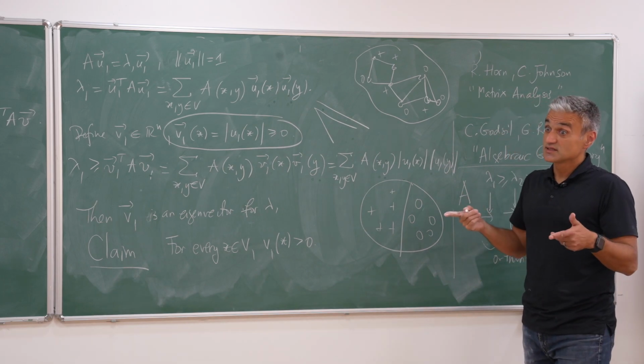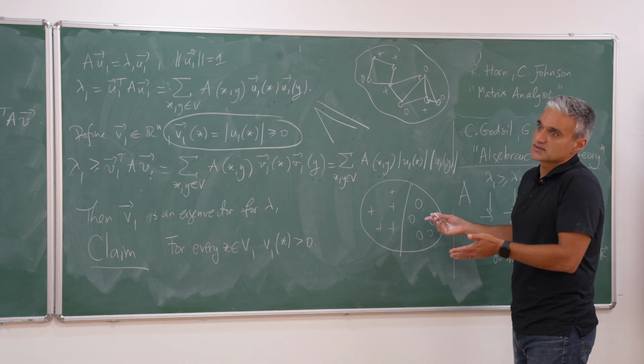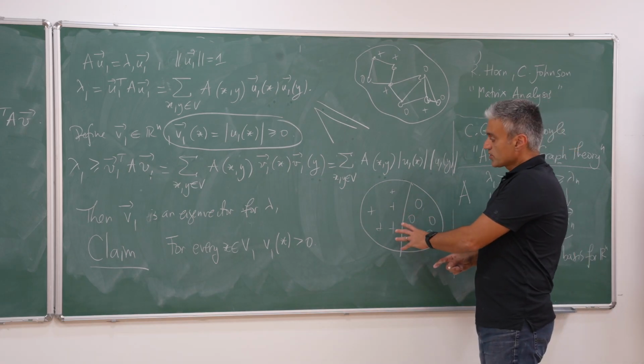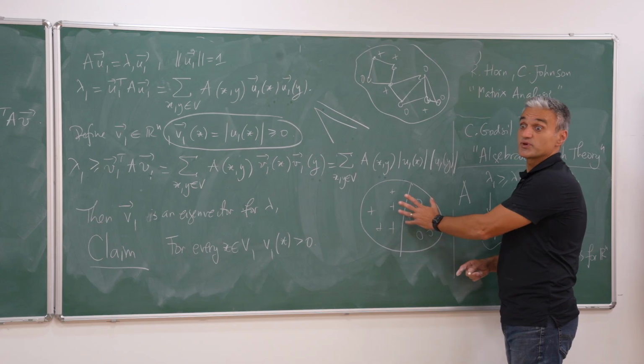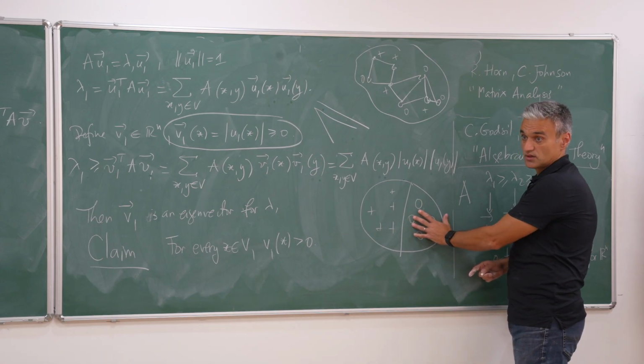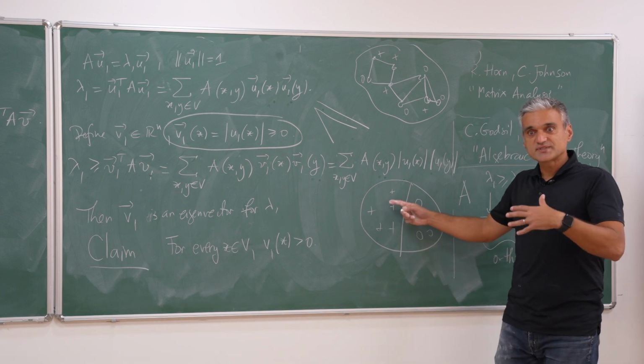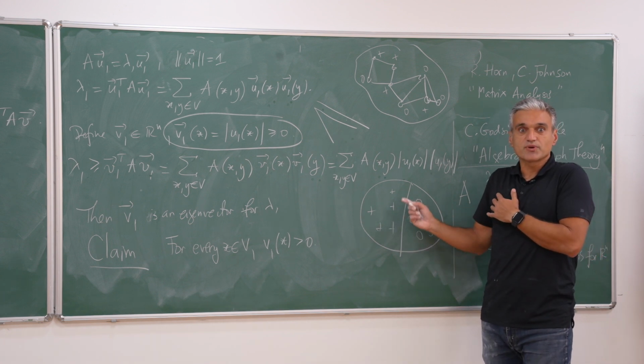Because the graph is connected. I mean, this doesn't use the fact that it's connected. I'm going to use it now. But what I want to show is that everywhere it's plus, plus, plus, plus. There's no 0. You can assume there are some zeros. Because the graph is connected, what's guaranteed between the plus and the zeros?